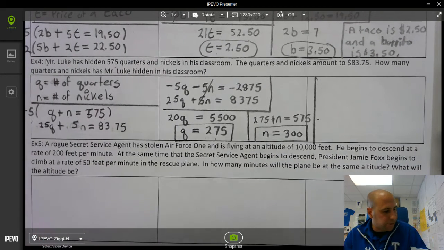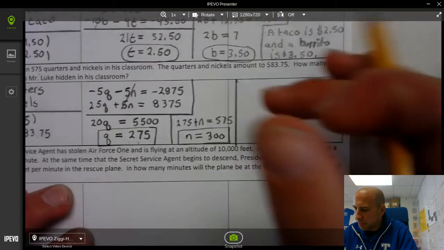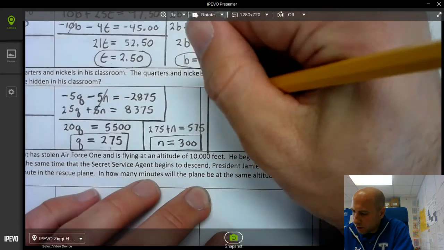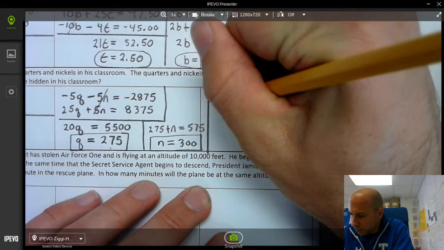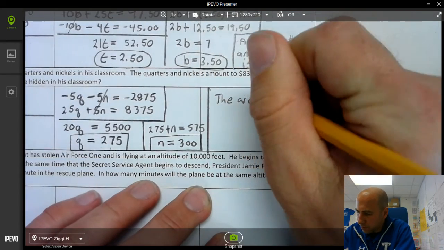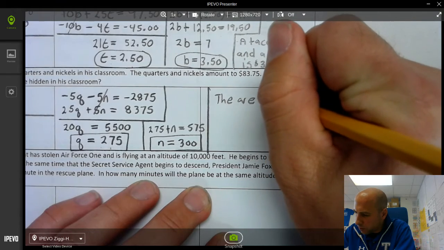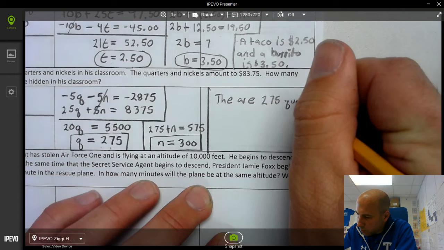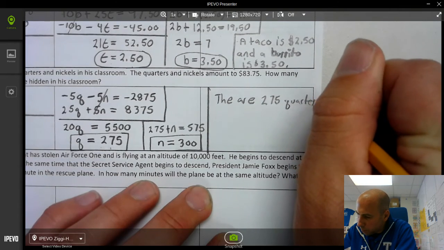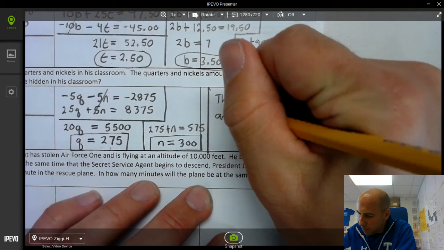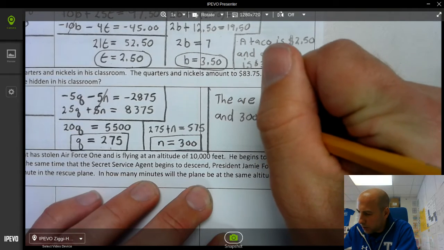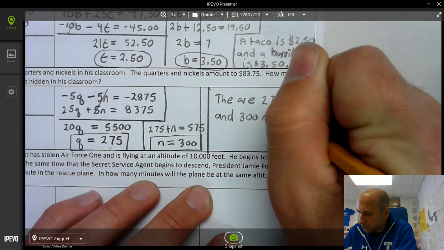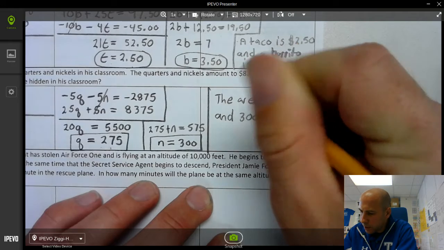All right. And so the last step is explain the solution in sentence form. So then you can say that there are 275 quarters and 300 nickels hidden in the room.